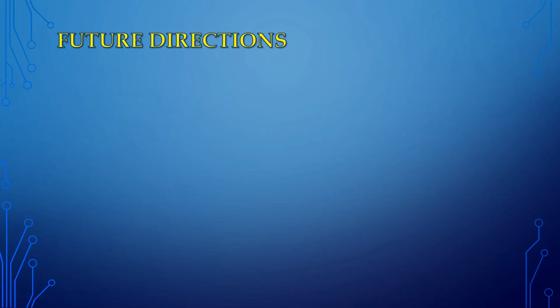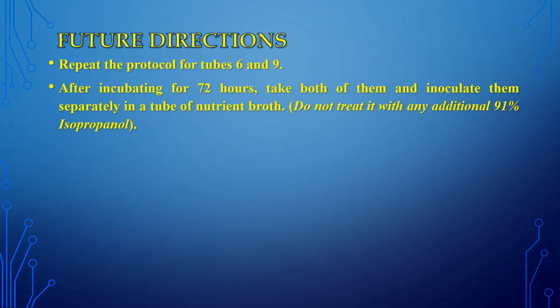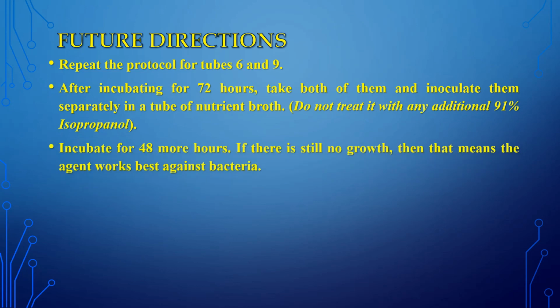For future experimentation, repeat the protocol for tubes 6 and 9. After incubating for 72 hours, take both of them and inoculate them separately in a tube of nutrient broth. Do not treat it with any additional 91% isopropanol. After an additional 48 hours, if there is still no growth, then that means the agent, including its concentration and quantity, works best against bacteria.